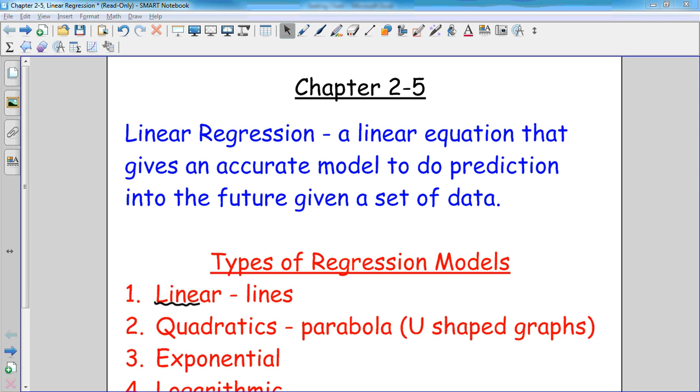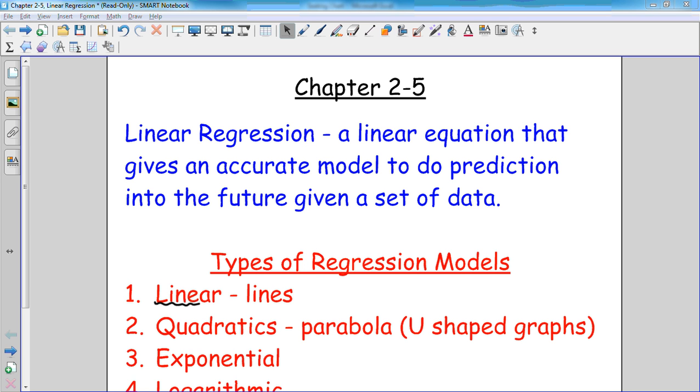This is chapter 2, section 5. This is linear regression. Okay? Linear regression, that's what the title of the section is called. Will this be the first thing we need in our notebook? Yes. So we can print it out? Not yet.